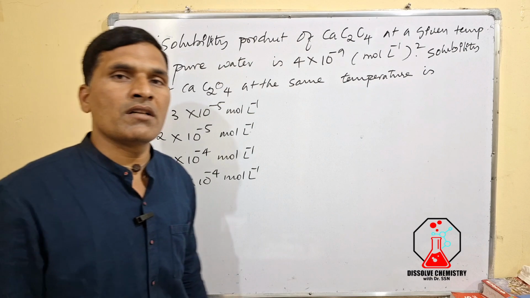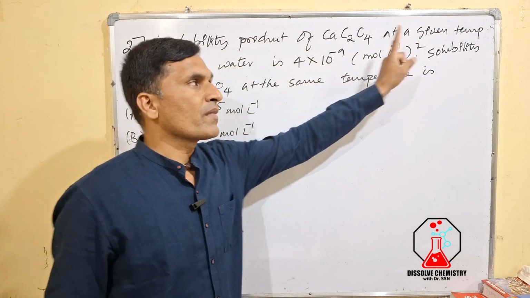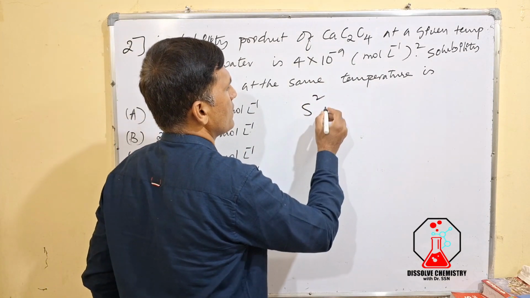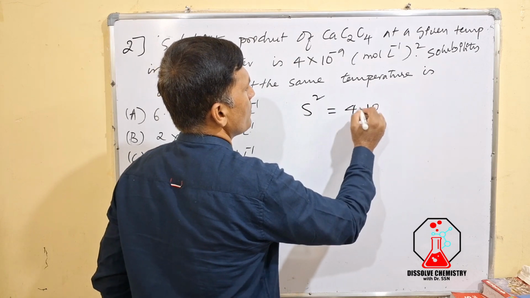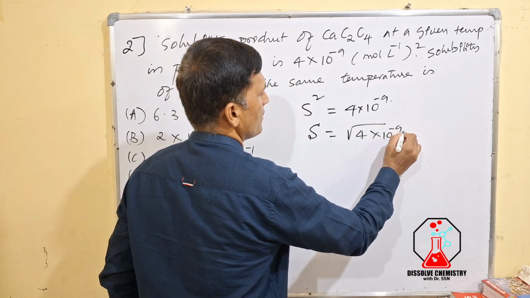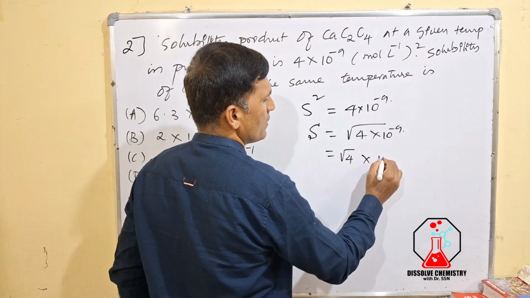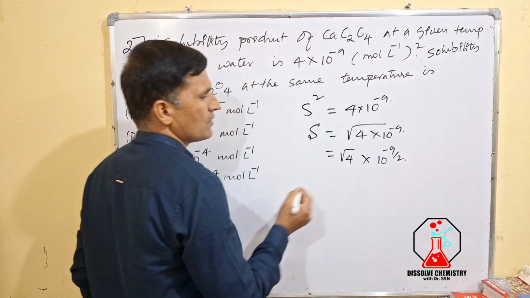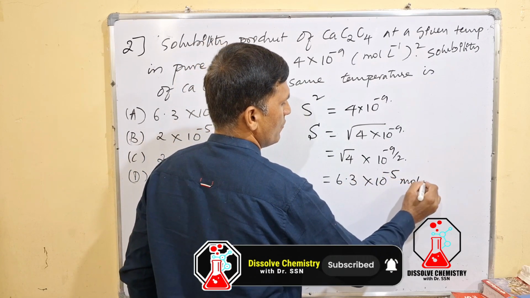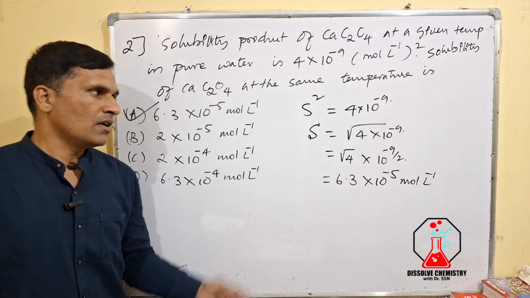So here, even if you don't remember the formula, the hint you get is that the unit is square. So therefore the answer is the square root of that. You can write: solubility product, that is solubility squared, is equal to 4 into 10 to the power minus 9. So therefore solubility is equal to the square root of 4 into 10 to the power minus 9. You can take the square root of 4 on one side, and 10 to the power minus 9 by 2. When you simplify this, you get the answer 6.3 into 10 to the power minus 5 mole per liter. So therefore your option is A. I hope you have understood how to solve this question.